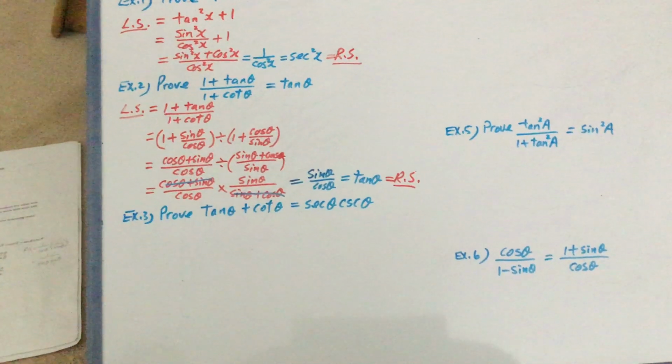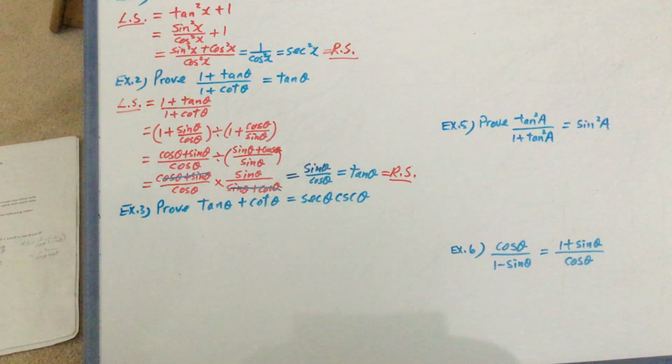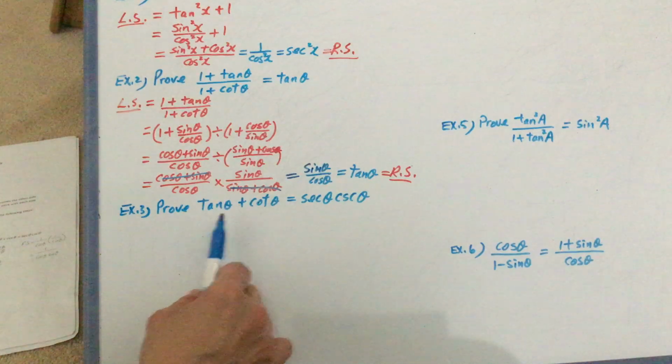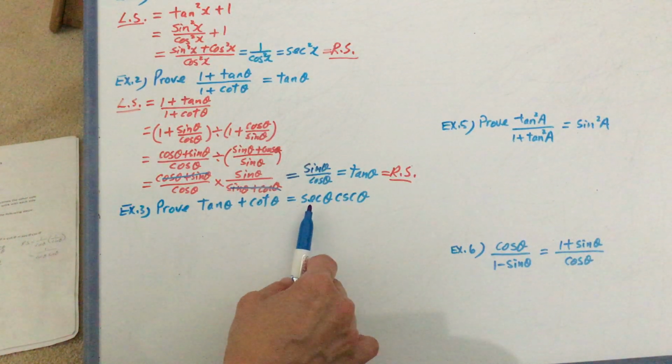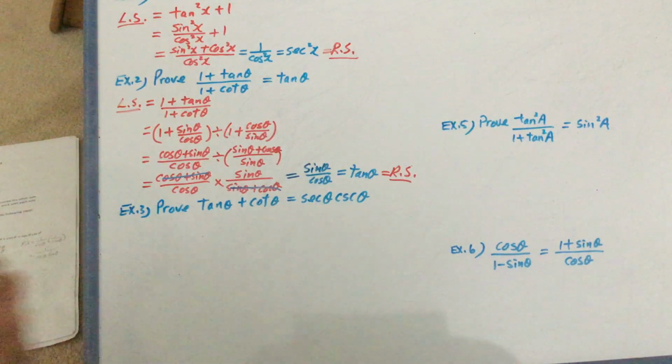In example number 3, we continue. We want to prove that tangent theta plus cotangent theta is equal to secant theta times cosecant theta.